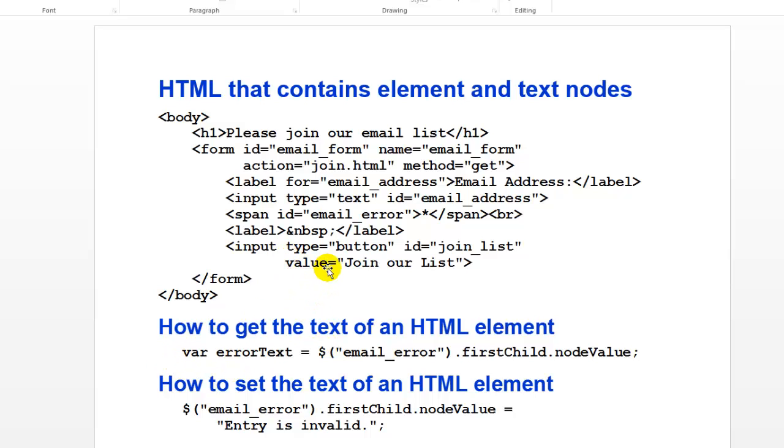What about setting the text of an HTML element? Well, you can do the same thing. You get the element by ID, set the first child, which is the text node's nodeValue, to "Entry is invalid."